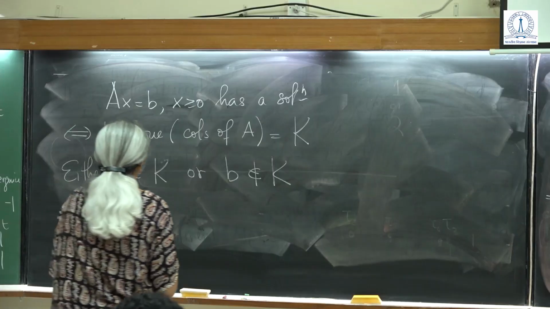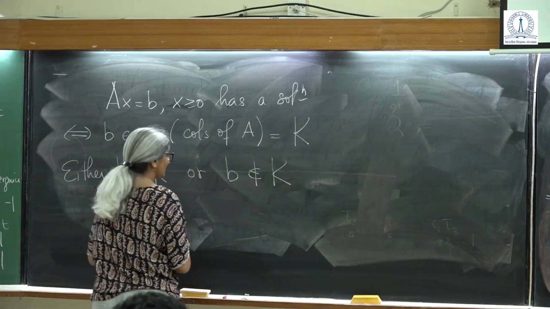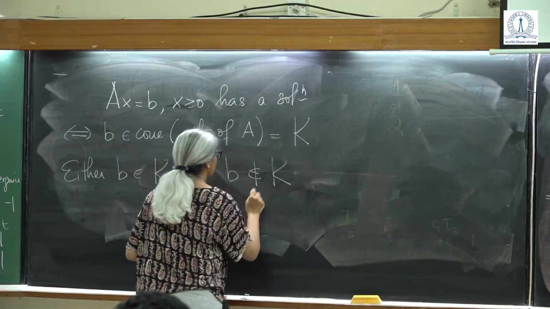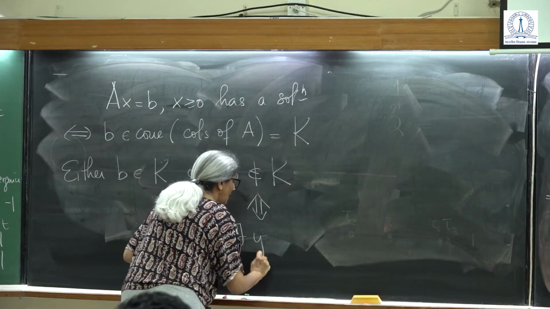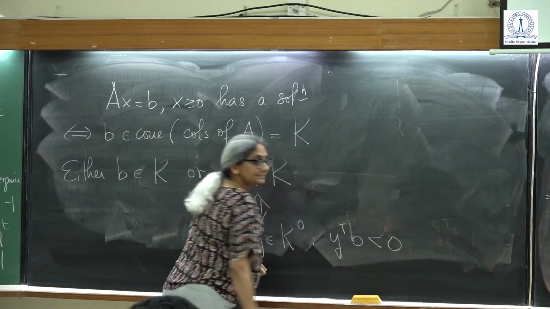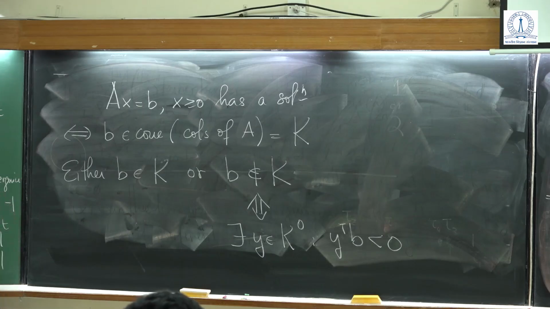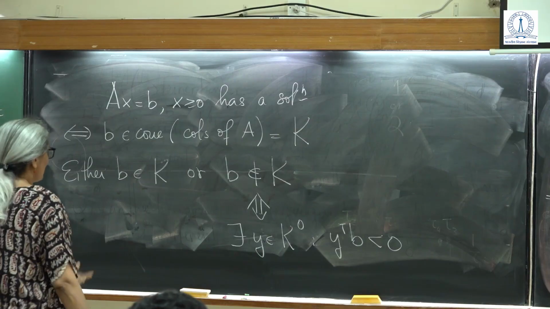So if B is not in K, this is equivalent to saying there exists some y in the polar cone such that y transpose B is negative. Agreed with that? Because if all the y's in the polar cone made non-negative inner product with B, then B better be in the cone, right? That's the definition of polar cone. It's just the stuff that makes non-negative inner product with K. Okay, we're very, very close.